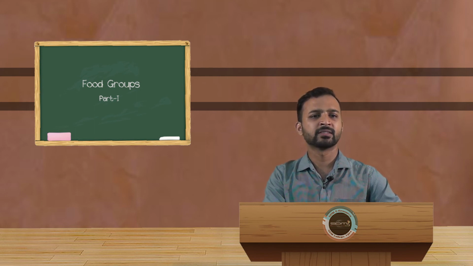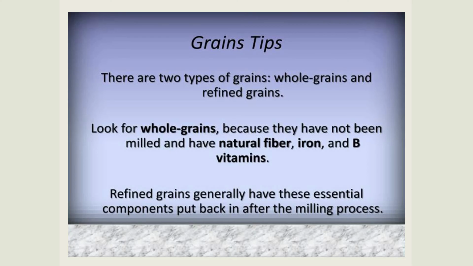Refined grains generally have essential components, but after the milling process they have to add all the additives, that's why it is not good, and fibers will be lost. That's why always use whole grains. Take a whole grain and make it into flour and use it for chapati or other products. So these are about the cereals.